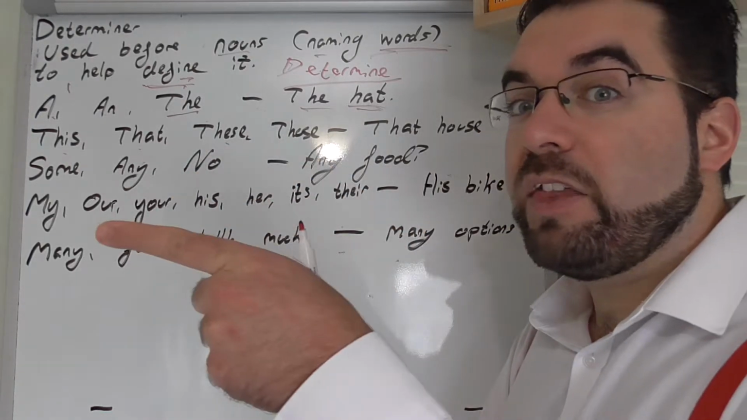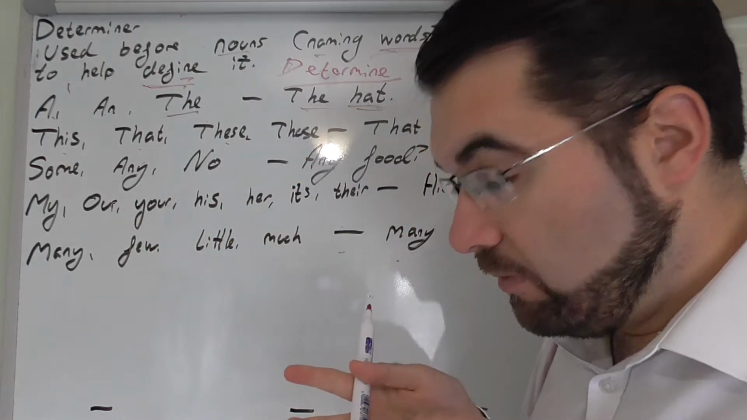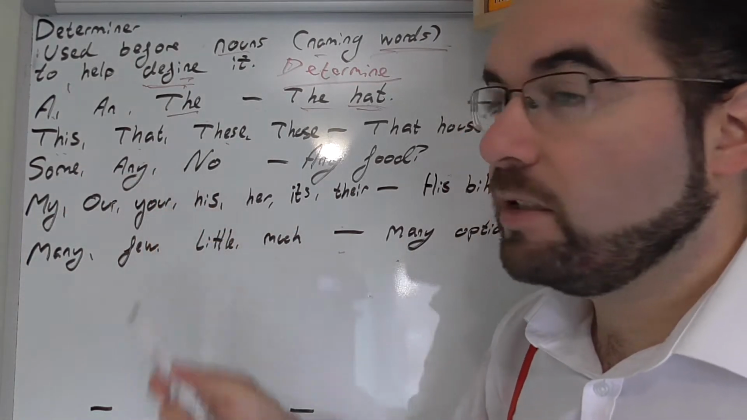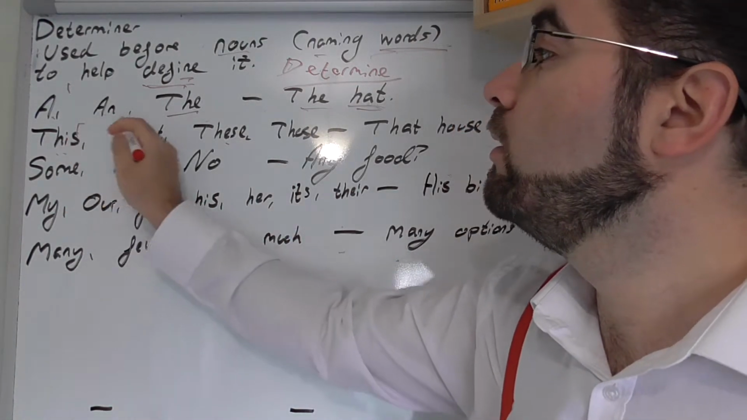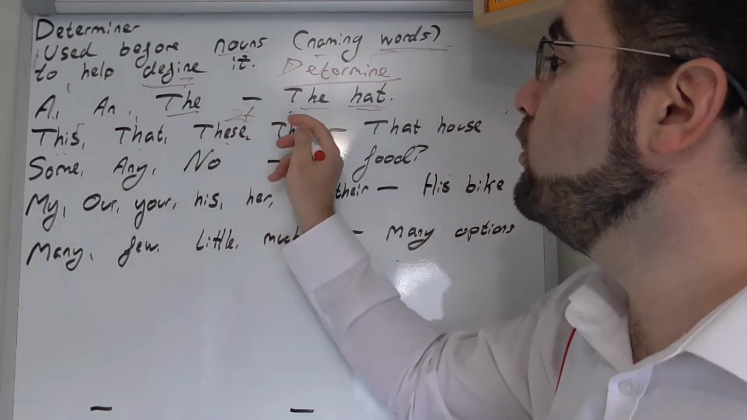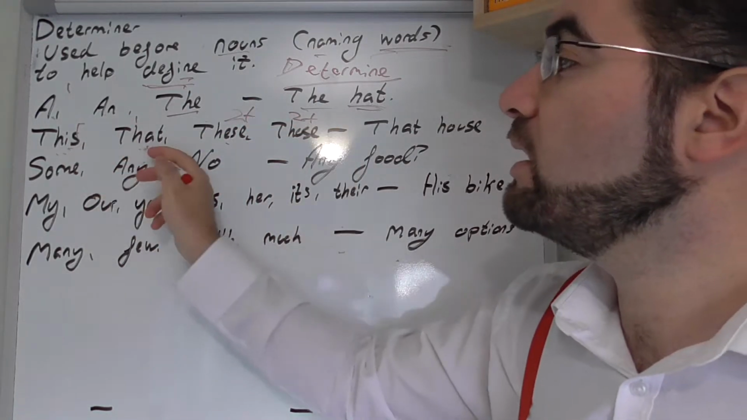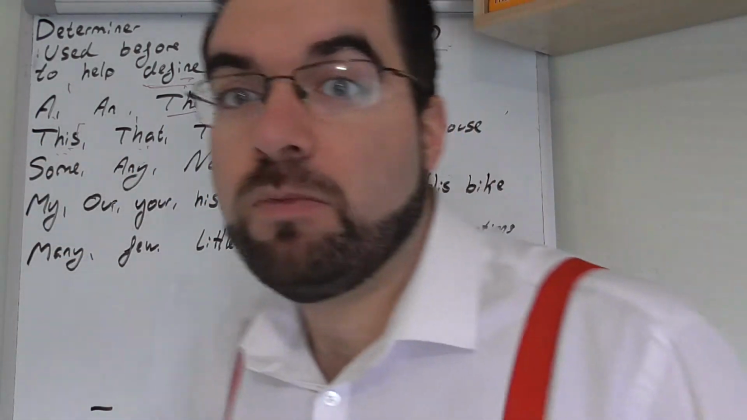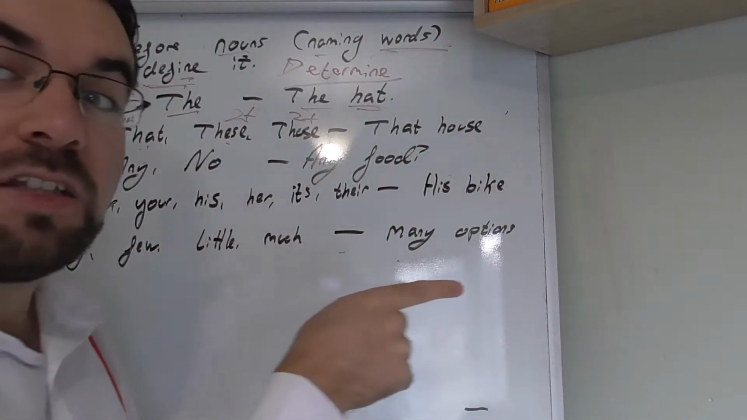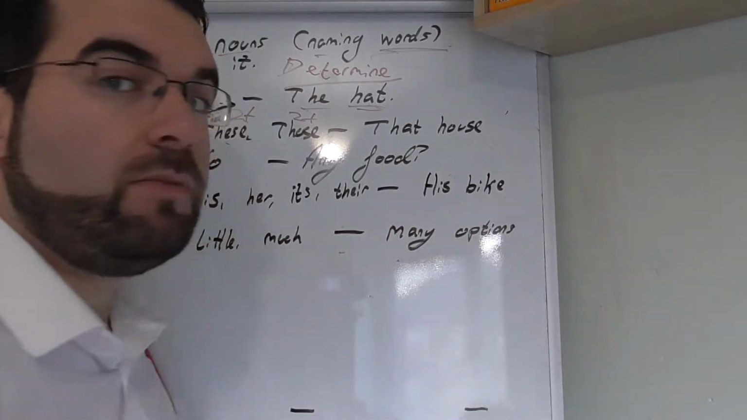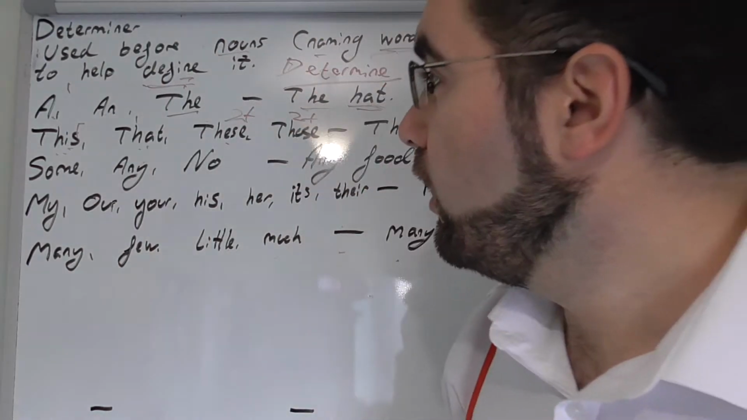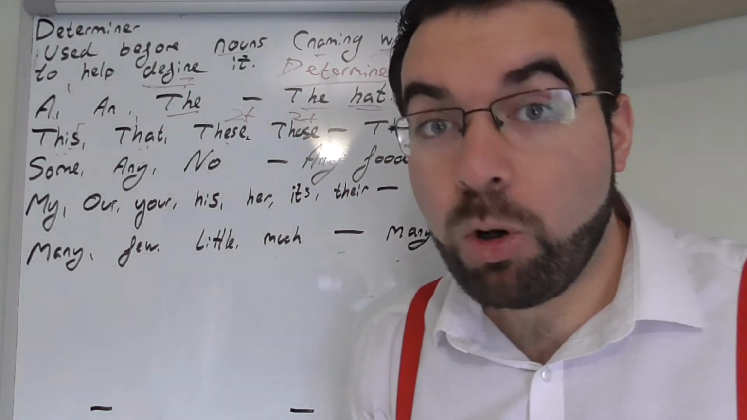This, that, these, those. So this and that are for singular, one and one, and these and those are for two or more. So this pen, that door, that wall. And then these, so more than one.